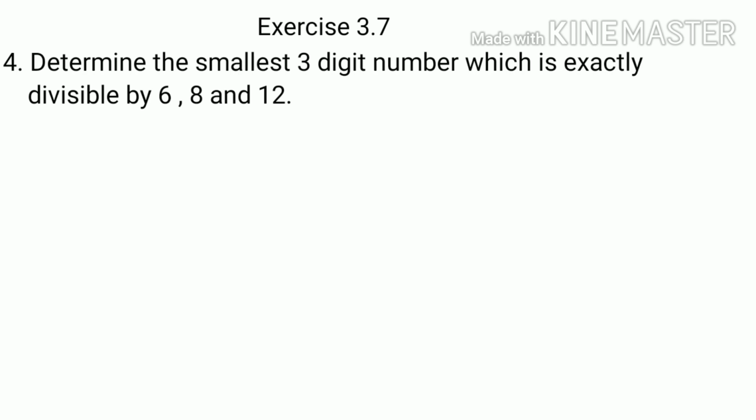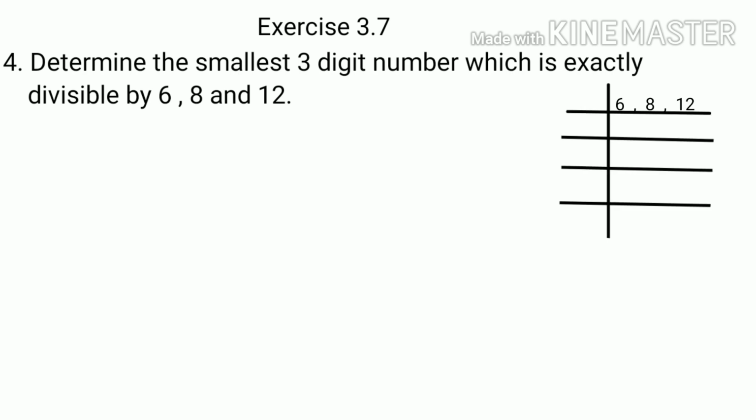Let's find the LCM of 6, 8 and 12 by common division method. In this method, we will first find a smallest prime number which can divide at least one of the numbers exactly. The smallest prime number 2 can divide 6, 8 and 12 exactly, so we will divide by 2.